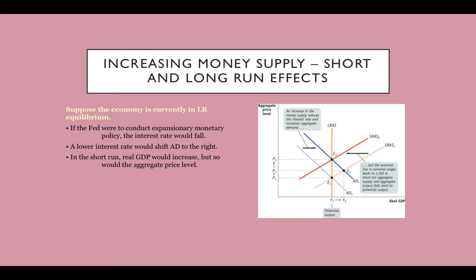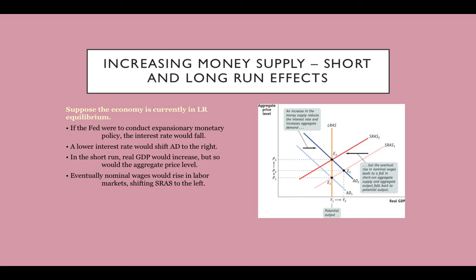And so, again, this is a chain of events that we've talked about many times. What happens is workers feel poorer because unemployment is so low. Workers are able to negotiate for a higher nominal wage.